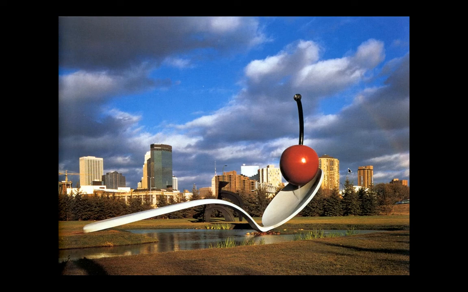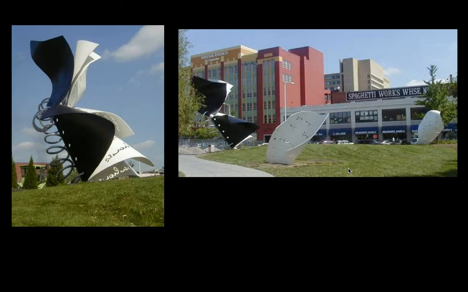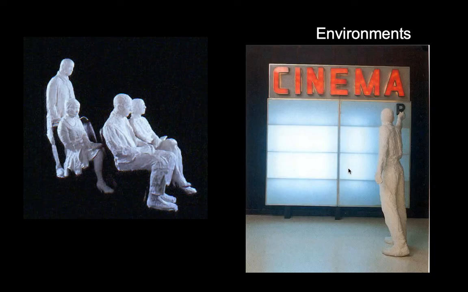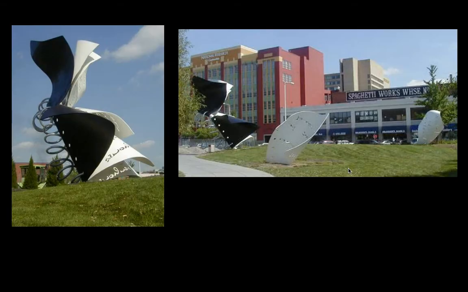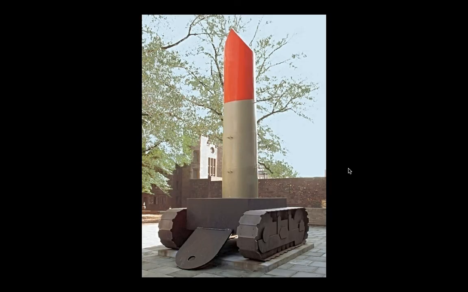This one actually is a bridge. You can't walk across it though, right? Some of my favorite ones are the ones where he changes them. So this is a Swiss Army knife with a boat, or this open spiral notebook with pages flying across the college campus, right? So Oldenburg, right, often is trying to get you to think about what it is and allow you to have your own interpretation of it.